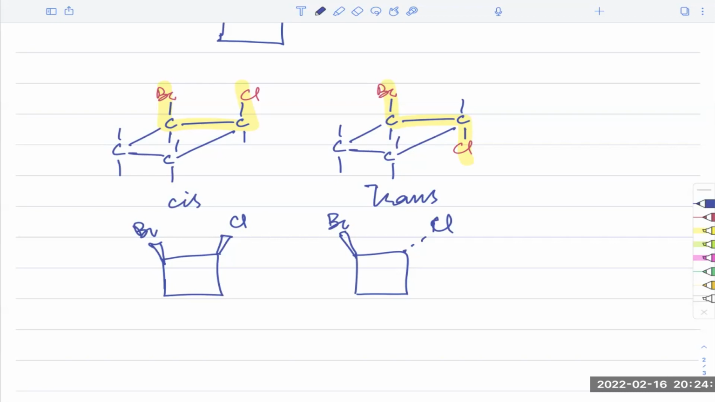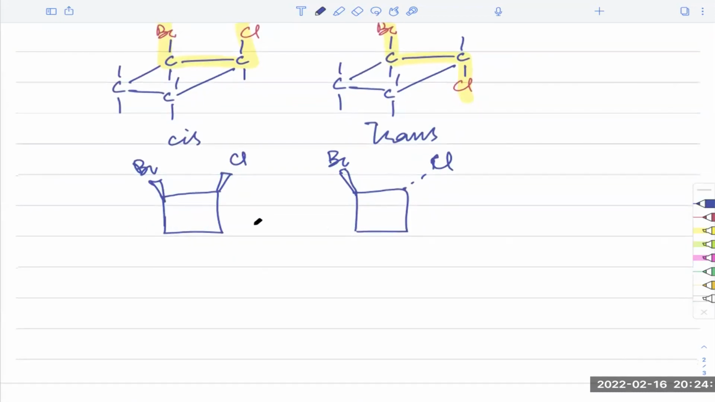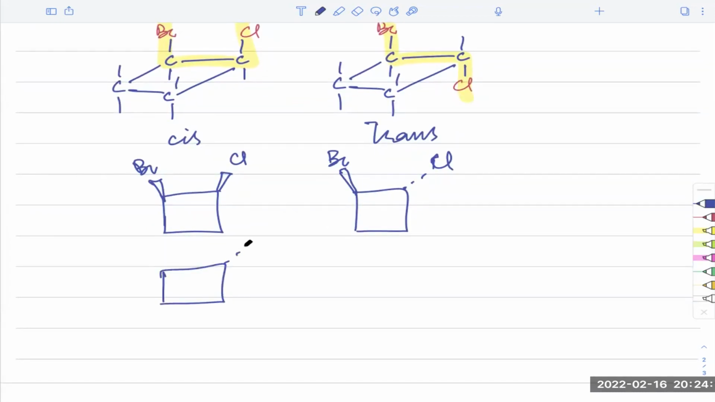They can both be inside. Like you don't have to draw a wedge. You can also draw it like this. Like this is dotted, this is dotted. That's fine. They're both behind it. Or they can both be in the front, and that will be cis. But that is trans because that's on the opposite side. All right. Okay.